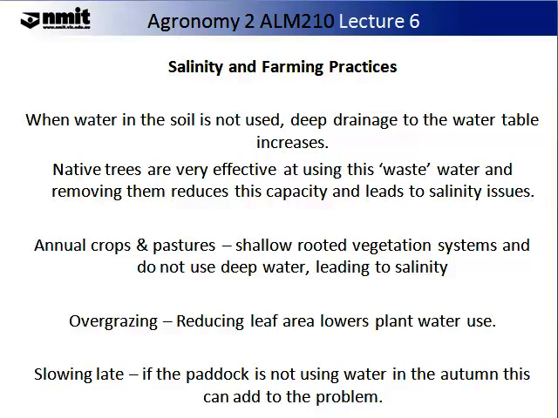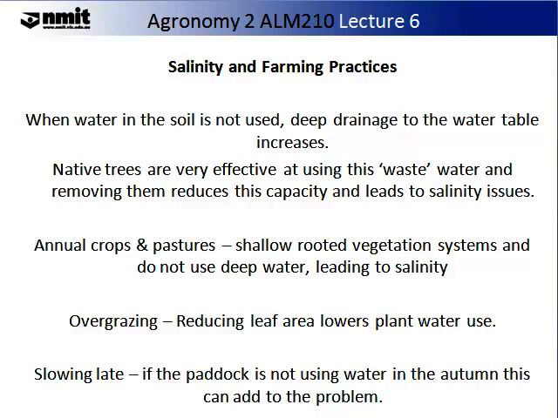When water is in the soil, it is not used. Deep drainage to the water table increases, and this can have an impact on salinity. Native trees are very effective at using this water, and removing them reduces the capacity and again leads to salinity issues. Annual crops and pastures have shallow-rooted vegetation systems, and they do not use deep water, again leading to susceptibility to salinity.